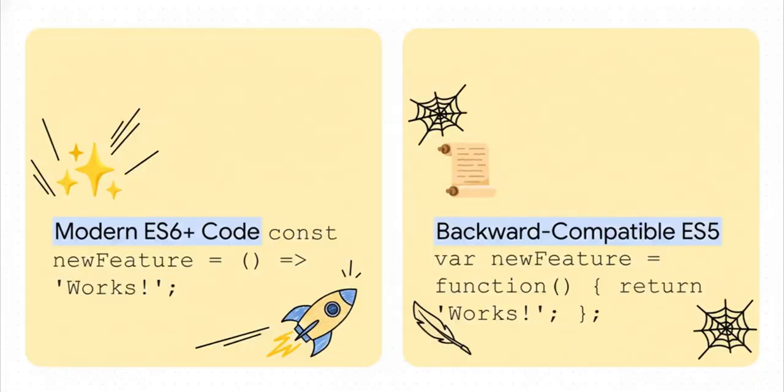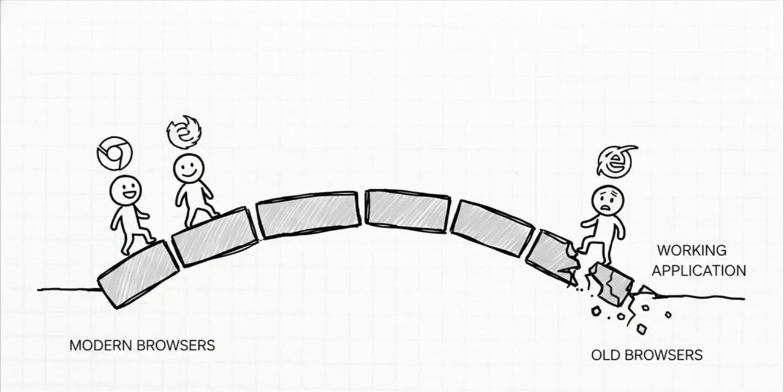Just look at this. On the left, you've got a nice, clean arrow function from ES6, and on the right, you have its equivalent in the old ES5 syntax. Now, to you and me, they do the exact same thing. But to an old browser, that little arrow symbol on the left might as well be complete gibberish. And the result? Your code breaks. That awesome application you spent months building is suddenly dead in the water for a whole chunk of your audience, and that is a huge problem.